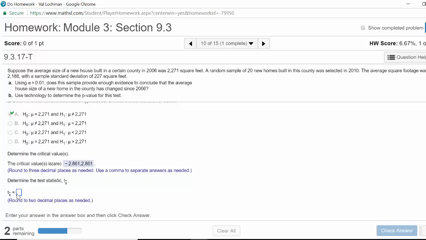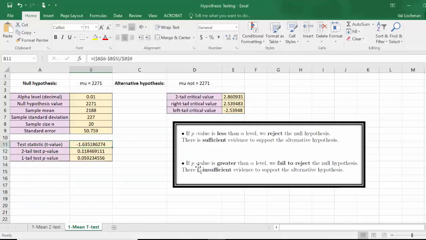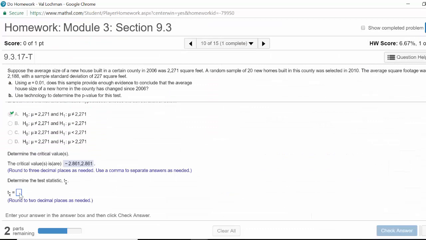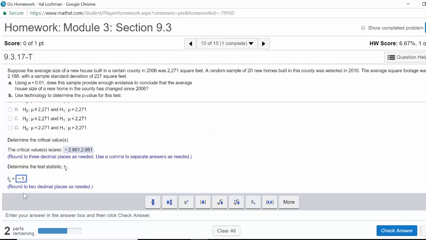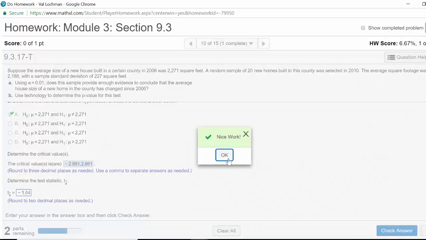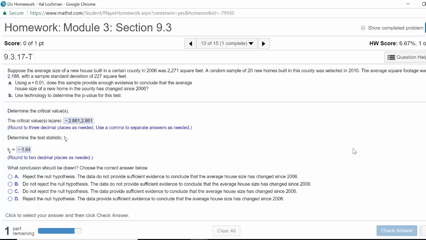The test statistic is the value that's computed over here. Negative 1.635. They want 2 decimal places, so negative 1.635 would be negative 1.64. Now the question is, what do we do with this? Negative 1.64 falls between these two values. It's not exactly in the middle, but it's less than 2.861 and greater than the negative one right here. So it falls into the non-critical region, which means we should not be rejecting the null hypothesis.